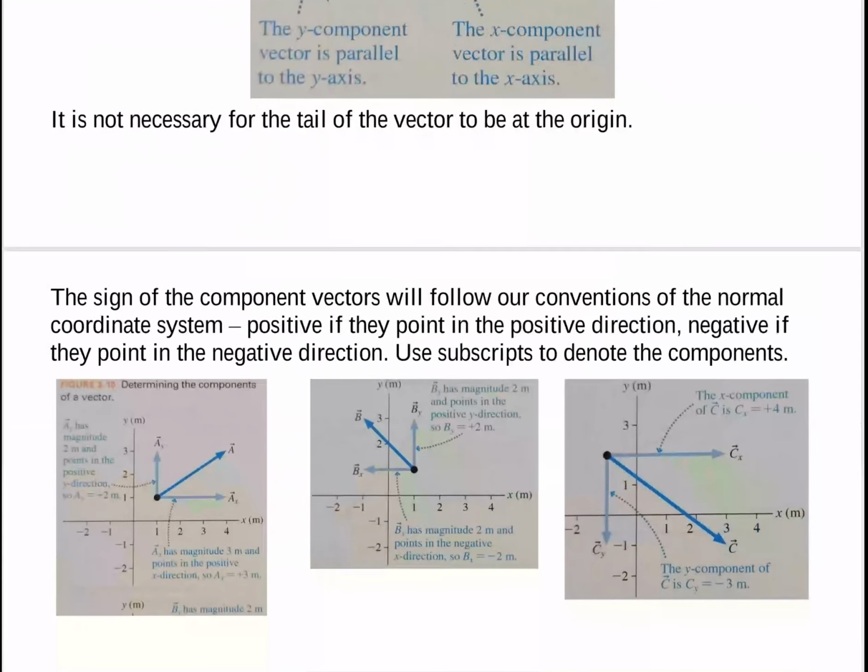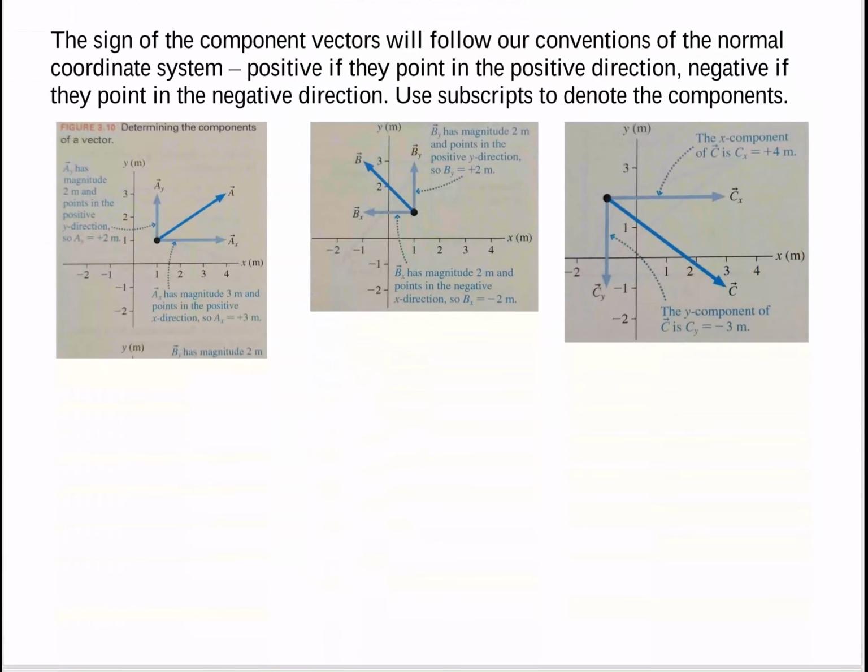The sign of the component vectors is going to follow the conventions of our normal coordinate system. So it would be positive if we're pointing in the positive direction, and negative if they point in the negative direction, depending on how you decided to set up your coordinate system. If we set up our coordinate system with positive x to the right and positive y up, like we've been doing, then we know which way is positive and which way is negative. Use subscripts to denote the components, so we have vector A sub x, A sub y, vector B sub x, B sub y, and so on.